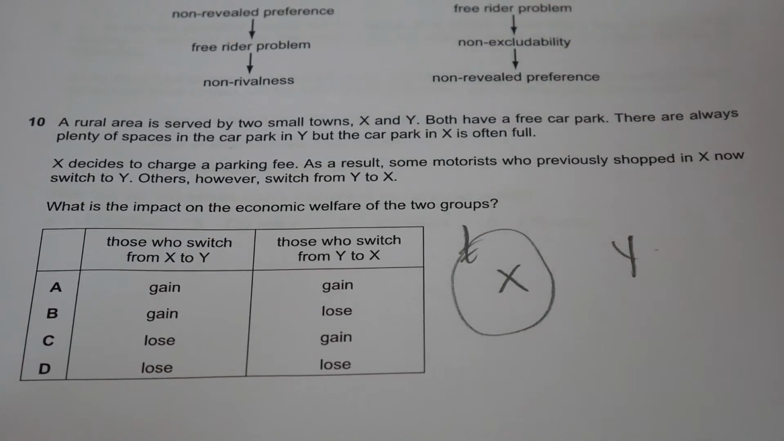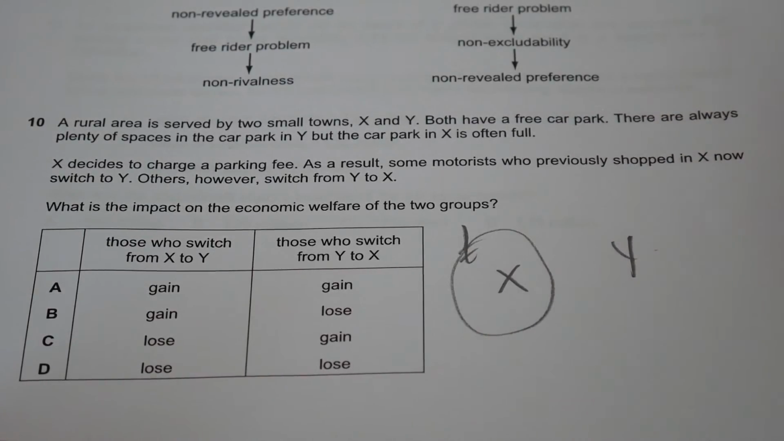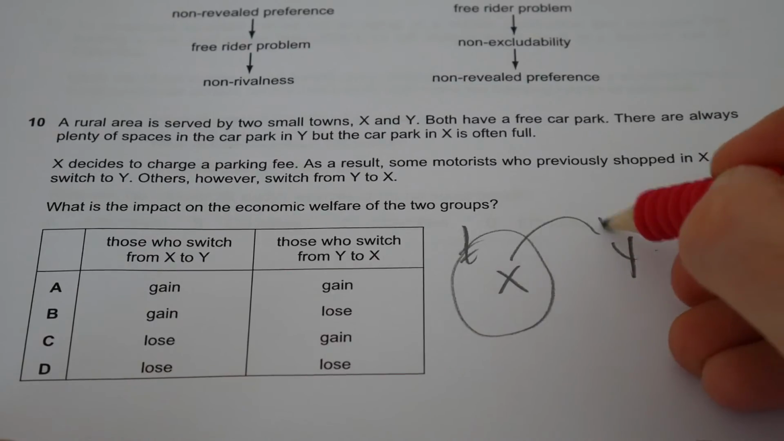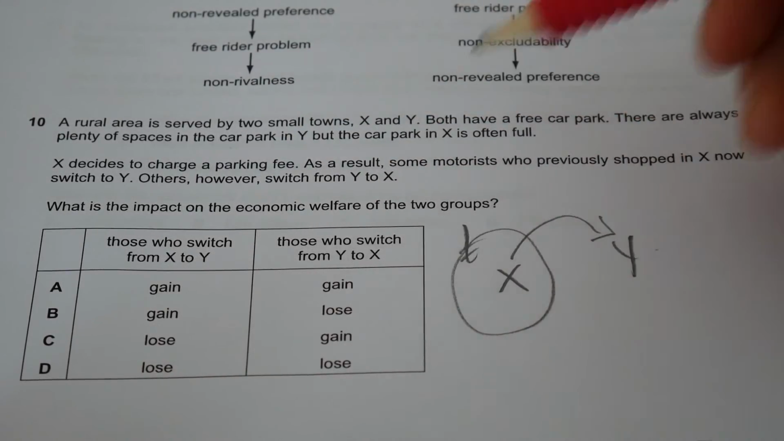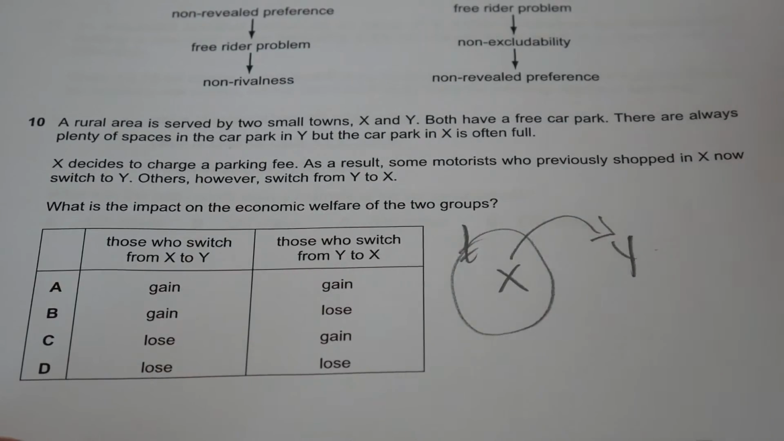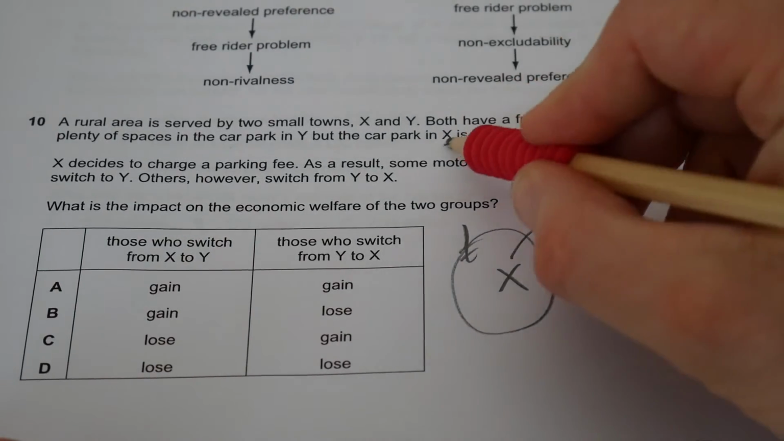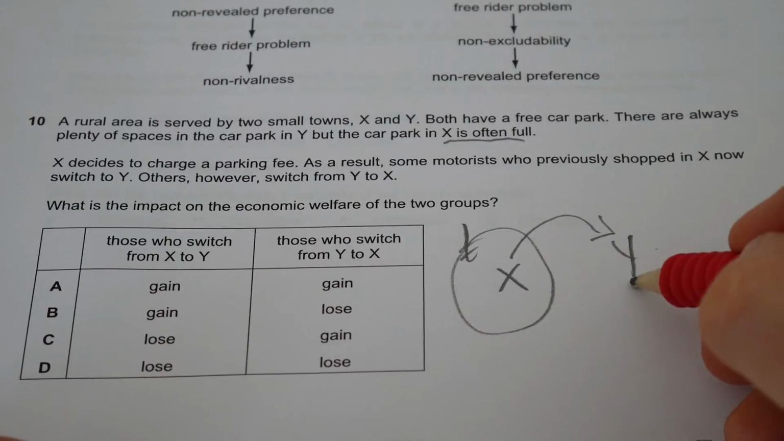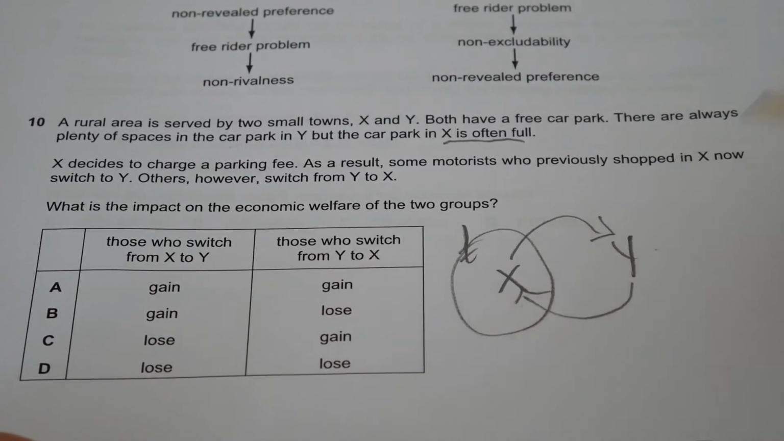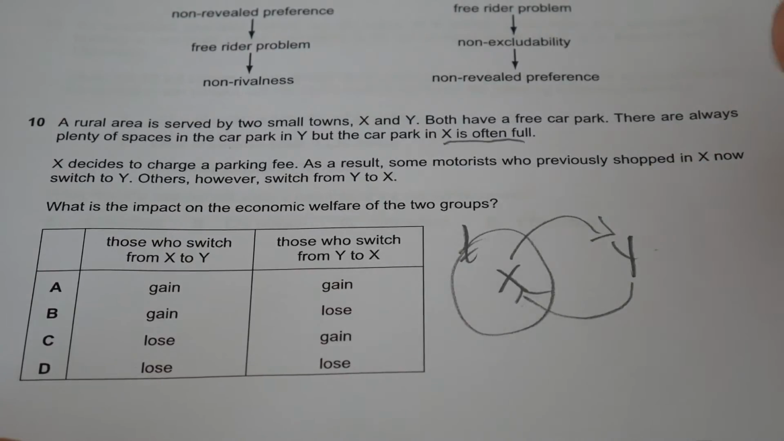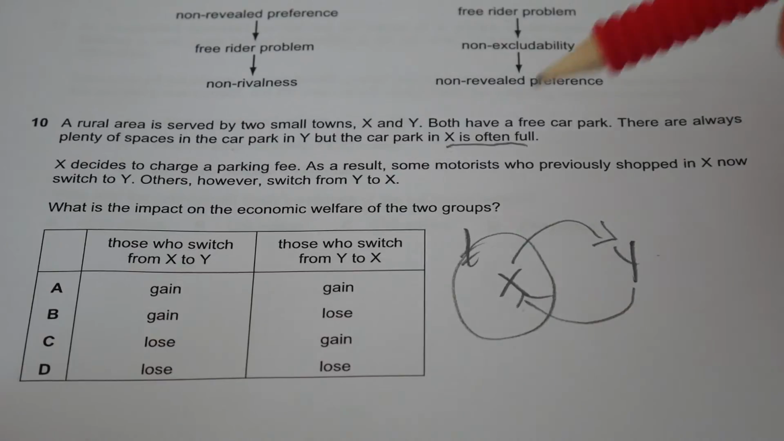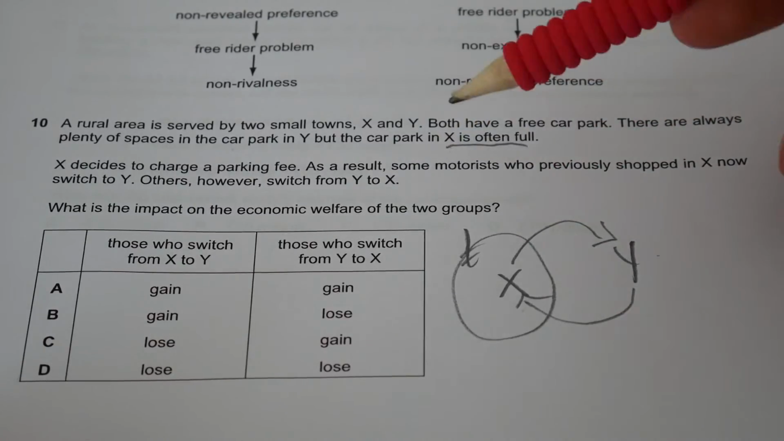X decides to charge a parking fee. As a result, some motorists who previously shopped in X now switch to Y. Others, however, switch from Y to X. So remember, X is often full. So we've got others that were really keen, clearly, to park in X, but couldn't do so previously. So what is the impact on the economic welfare of the two groups?